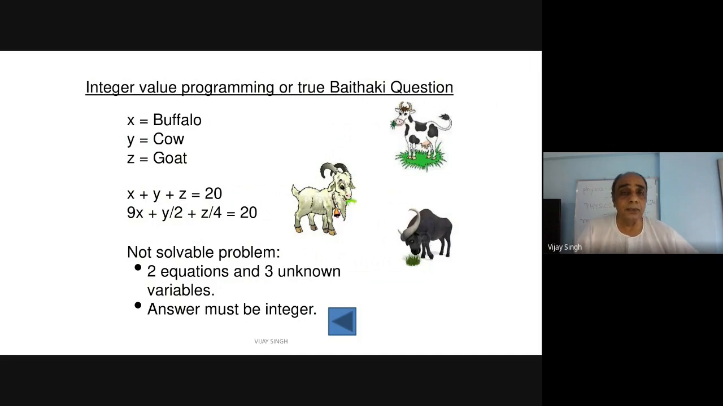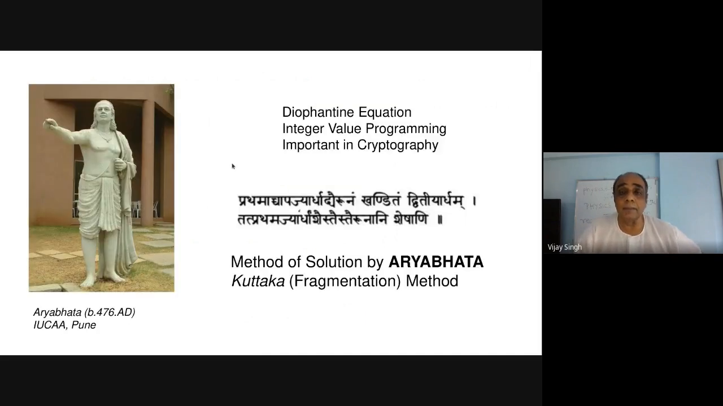So the point is, you can solve it, of course. It's part of what is called a Diophantine equation. It is important in cryptography even now. The method of solution was provided by Aryabhat 1500 years ago, called the Kuttaka, or the fragmentation method. It is not surprising, therefore, that such riddles are to be found in the Bhojpur region, close to where Aryabhat lived.